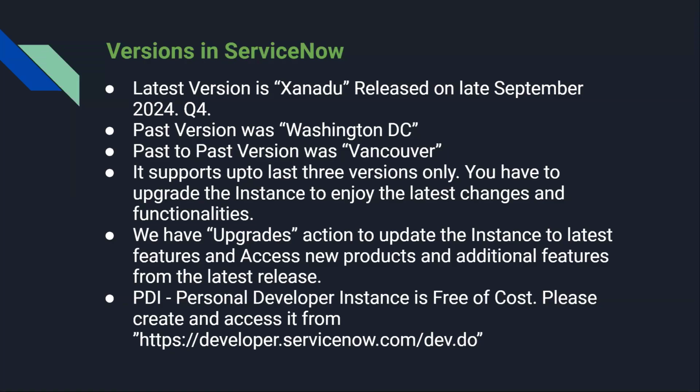You have to upgrade the application, like how we update our mobile phones. Likewise, every 6 months there will be a new release. Every year we have 4 quarters, and a quarter is nothing but 3 months. So a year is divided into 4 quarters, and for quarter 2 and quarter 4 there will be a release. It supports up to the last 3 versions only. You have to upgrade the instance to enjoy the latest changes and functionalities. We have an upgrade action to update the instance to the latest features and access new products and additional features from the latest release. Coming to PDI, Personal Developer Instance.